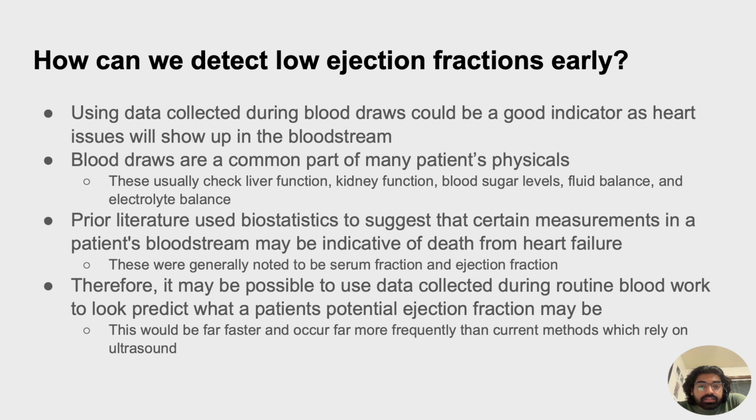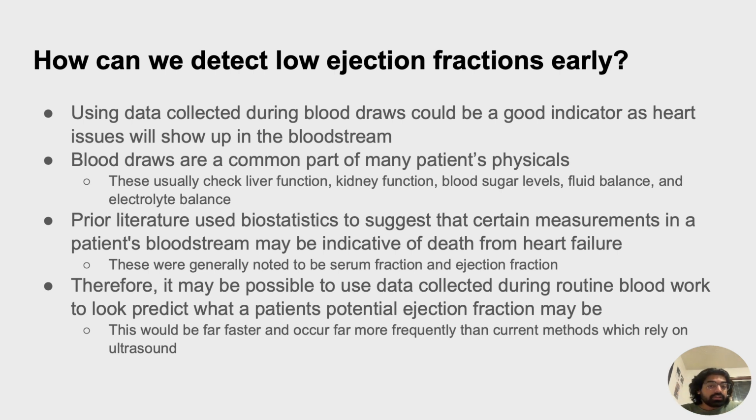So, how can we detect low ejection fractions early? To understand our thought process, we need to first understand that using data collected during blood draws can be a good indicator for heart issues, because those issues will show up in the bloodstream. Blood draws are already very common as part of many patients' physicals. These blood draws check a wide variety of things, including liver function, kidney function, blood sugar levels, fluid balance, and electrolyte balance, all of which can be thrown off due to heart failure.